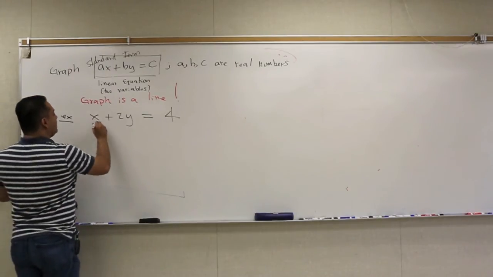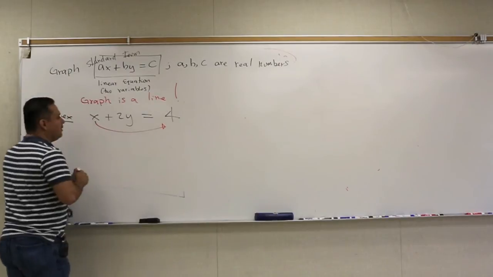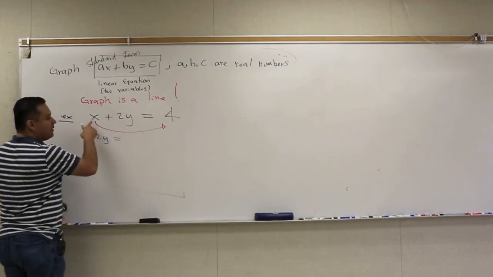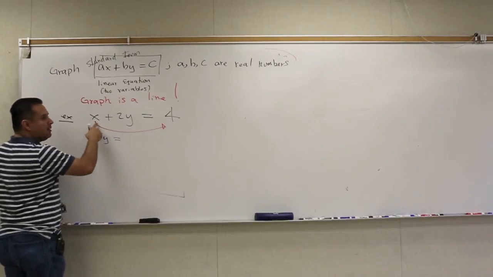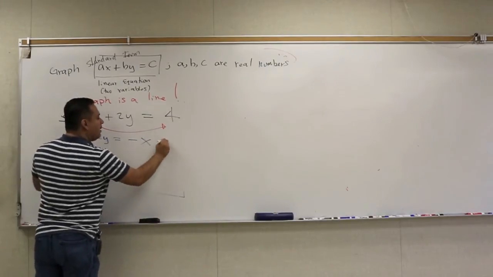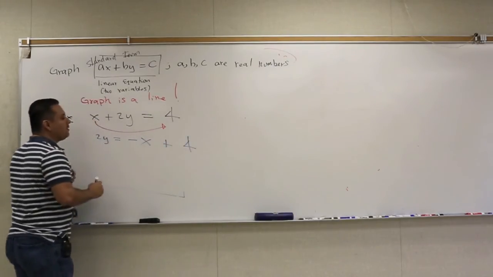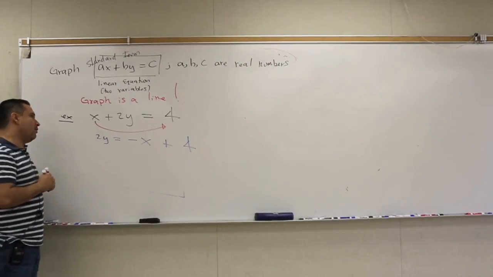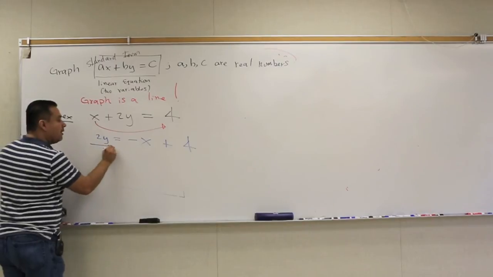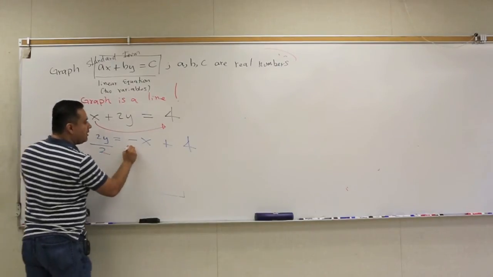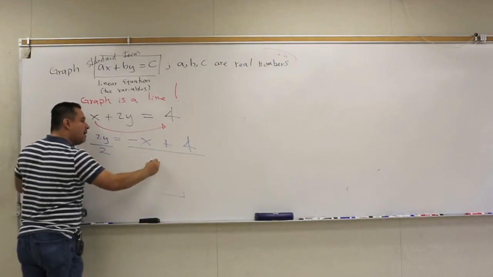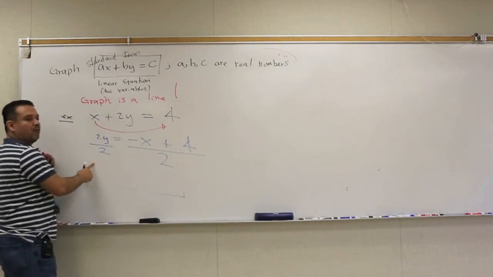Translate your x, good. And you get now 2y equals minus x, and that 4 is still plus 4. You guys okay with that? Now you're almost there. You got to get y by itself. Divide both sides. This sum is on the other side. You got to divide the sum by the same number, 2.